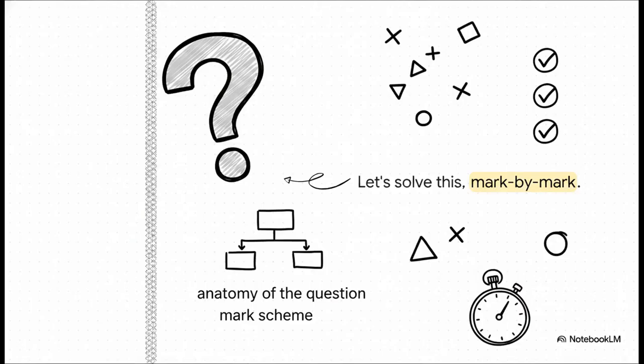And here it is, question 12, a classic 4-marker on proportionality. Now, our goal isn't just to find the final answer. Nope, we want to understand the structure of this question, look at the mark scheme, and figure out how to guarantee we walk away with all 4 marks, especially when you're under pressure in an exam.